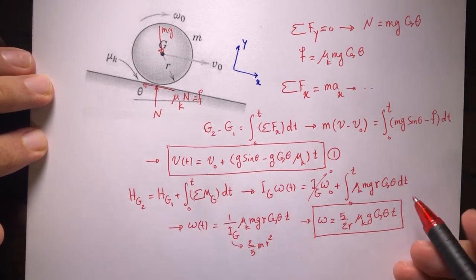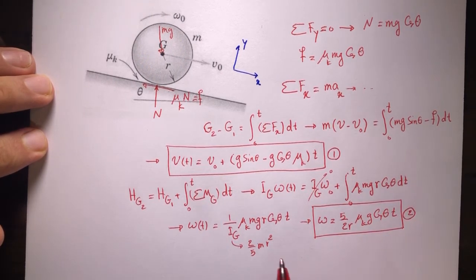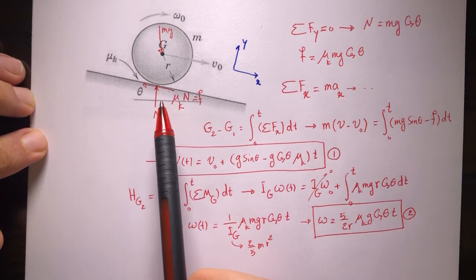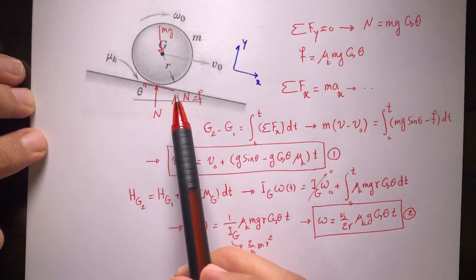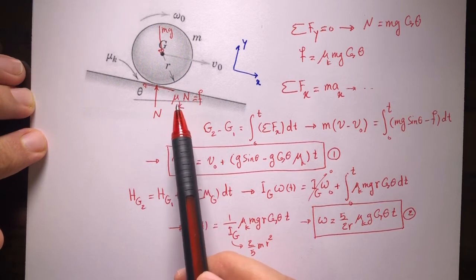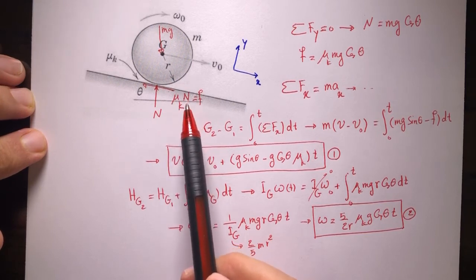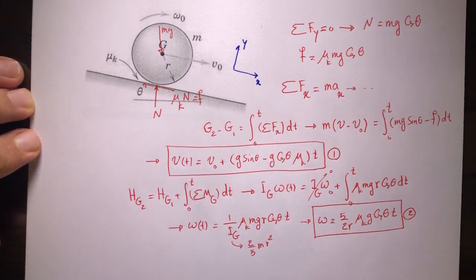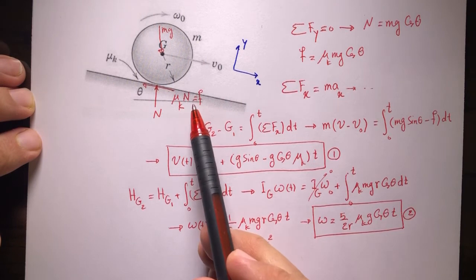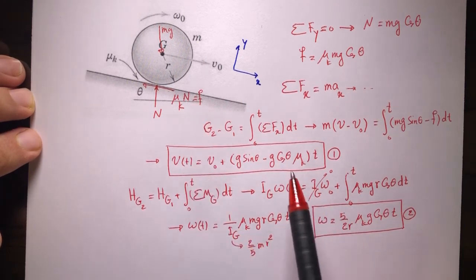So whatever I'm writing here is for the duration of the slip, because after it starts to purely roll, the friction force is not going to be equal to this, right? This friction force is equal to mu k times N if we have a slip. So these two equations, which are a consequence of this friction force, are valid only for the duration of the slip.